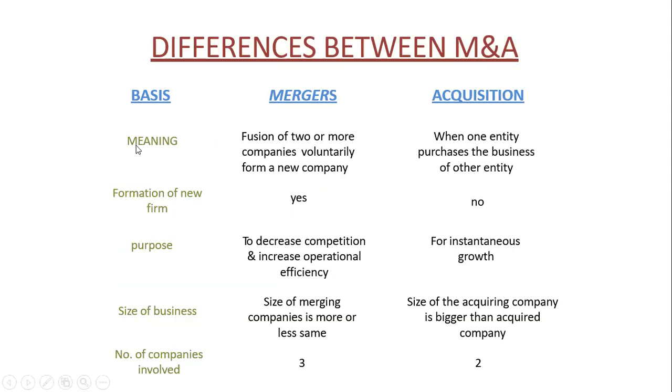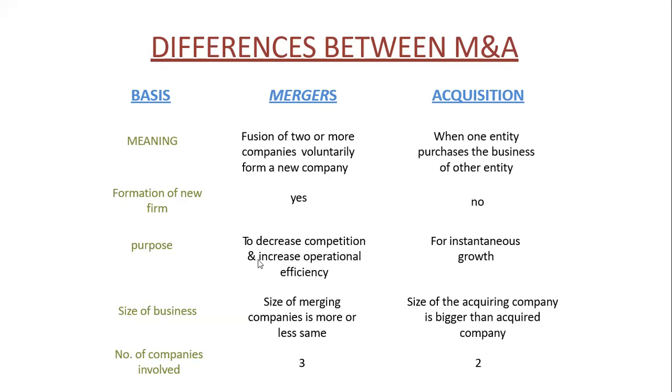Difference between mergers and acquisition. In a merger, there is a fusion of two or more companies voluntarily forming a new company. In an acquisition, when one entity purchases the business of another entity, it is called an acquisition. Formation of new firm: in mergers, there will be formation of a new firm. A and B will close and C will form. C will take over the business of A and B, and C, a new company, is formed. In acquisition, there is no new formation of a firm.